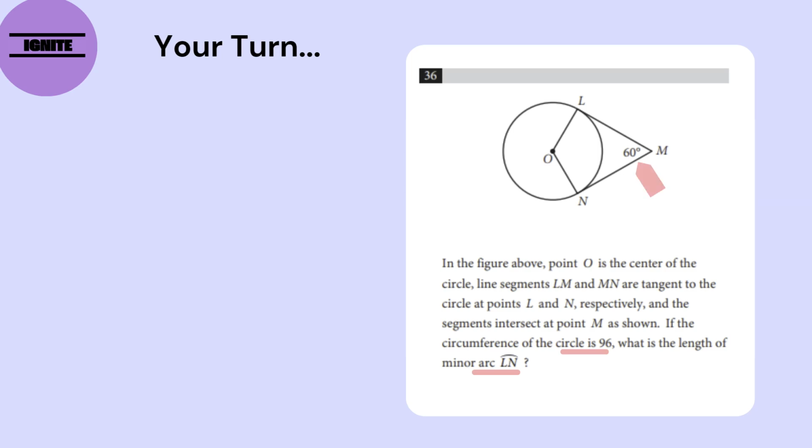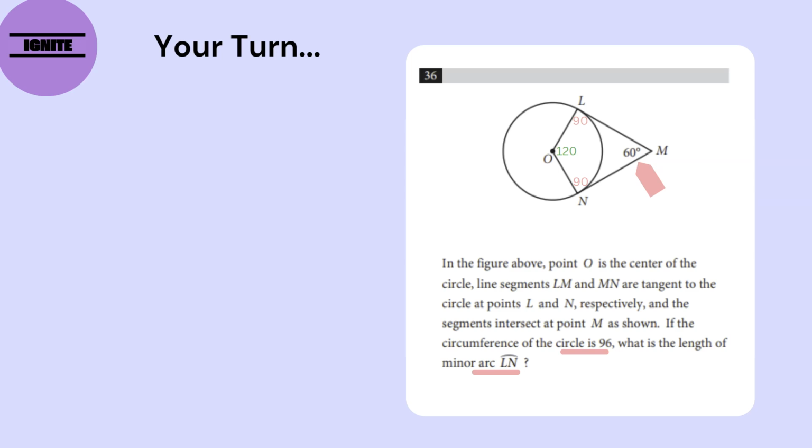We see 60 degrees as the angle measure of M. And we know by the definition of tangent that L and N have to create 90-degree angles. Now, what does that leave O to be? Well, 120 degrees, because 360 minus 180 minus 60 equals 120 degrees.